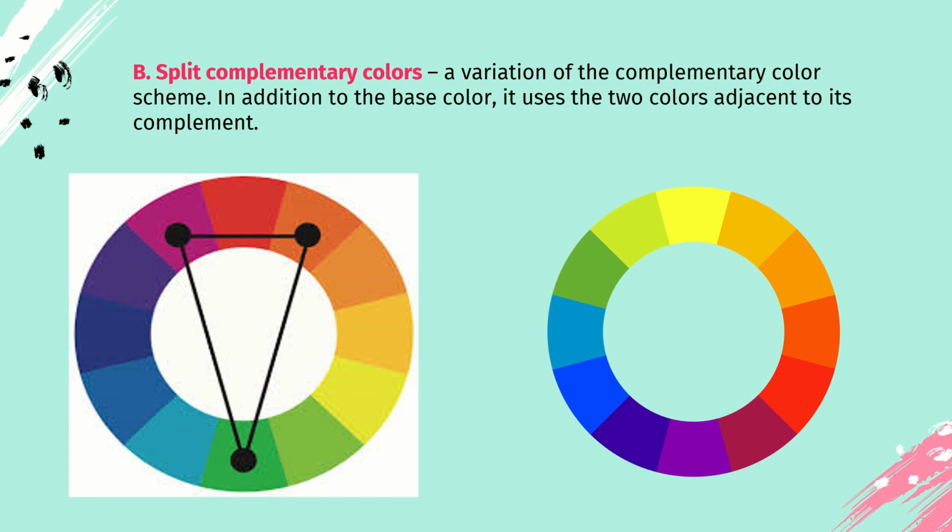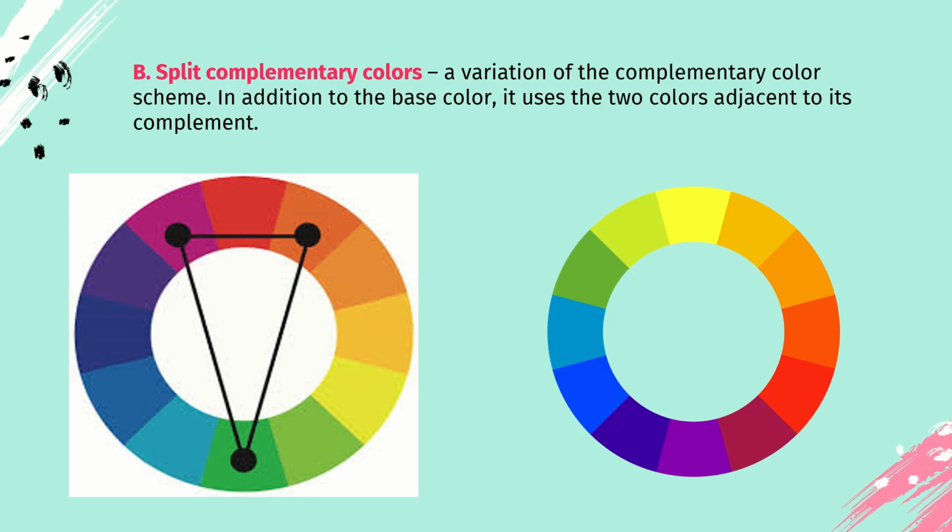So how do we get the split? First, you are going to determine the complementary color of green. The complementary color of green is red. And then, when we say split complementary, what are the adjacent colors of red? So we have orange and violet. So it is the colors beside your complementary color.